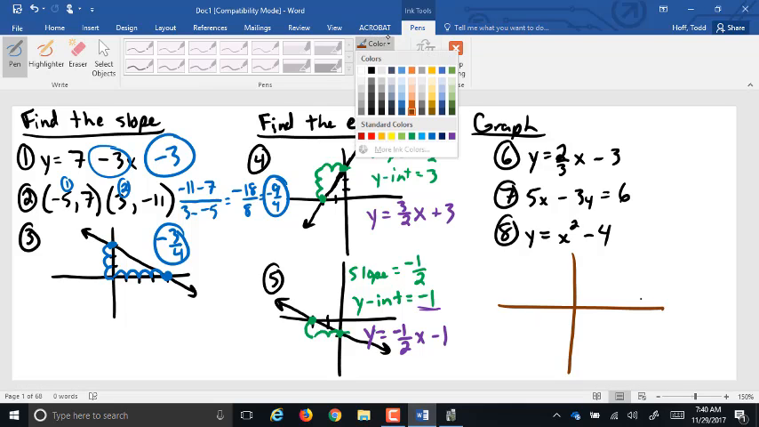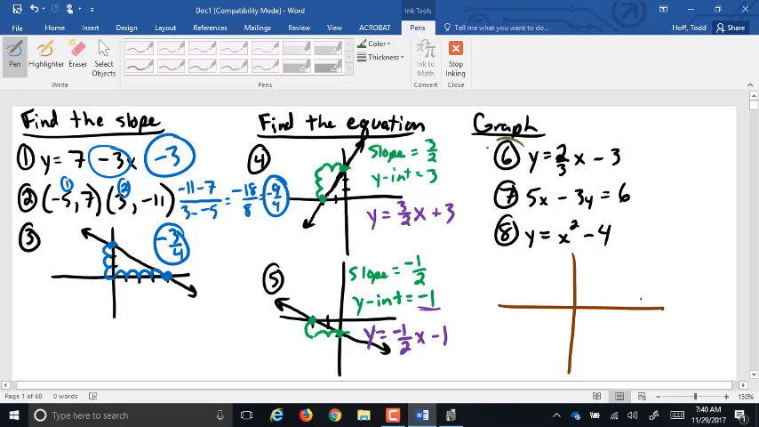Over here, let's start with number 6. This one's already in y equals form, so we can go ahead and graph it just as it is. Where will we start? -3 is our y-intercept, so we go down 1, 2, 3. So there's our first point.